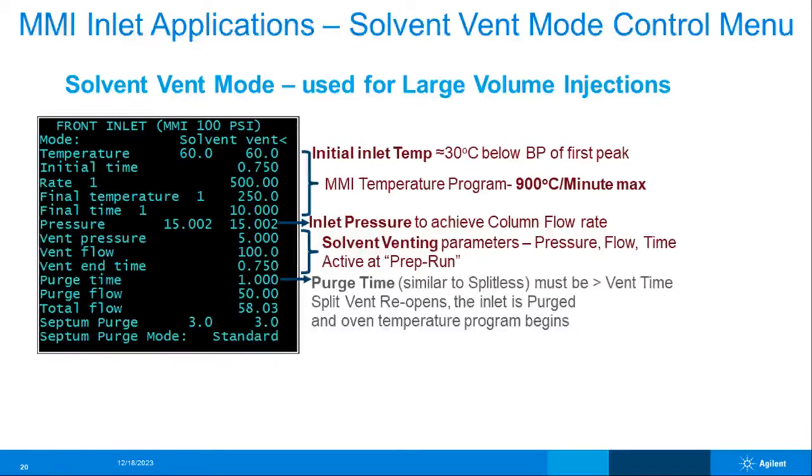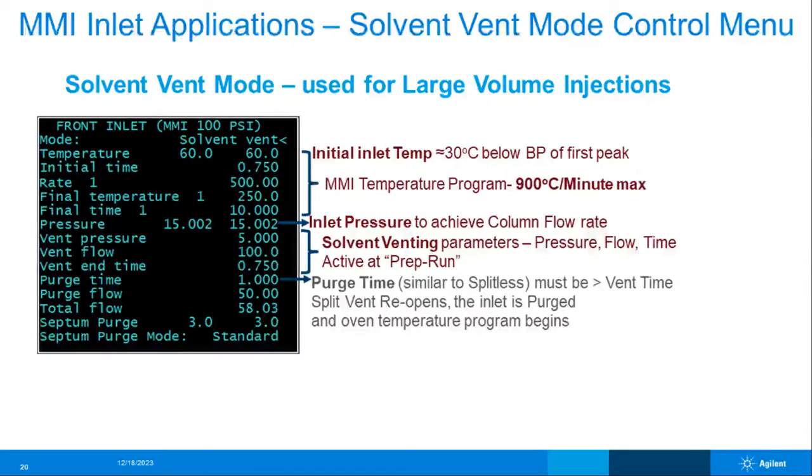Then after that, we have the purge time and the purge flow. So once the vent has completed itself, it then moves into just a splitless injection. You want to make sure that purge time is greater than the vent time. If you have the purge time either be exactly the same or even less than the vent time, you're risking having your flows change too quickly and then your injection not really be set yet and actually still having remaining solvent left in your liner there.